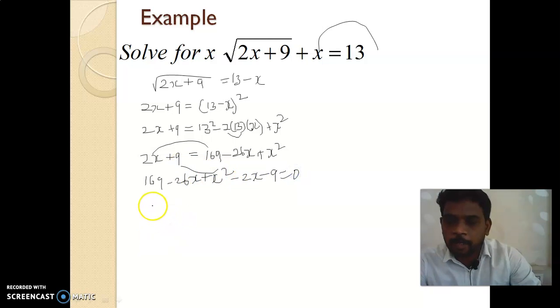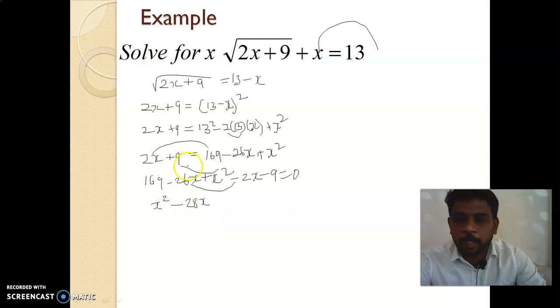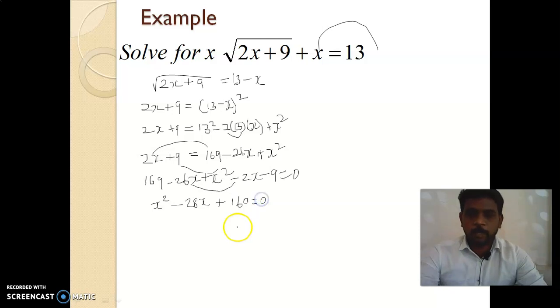Now simplify again and write it in order. So x square, then how many x's are there? Minus 26x, here minus 2x, totally minus 28x. Both are the same sign, so I added here. And here 169 and minus 9, different signs are subtracted, so plus 160 equal to 0. Now that is a quadratic equation. Now we got the quadratic equation. Next we are going to solve this quadratic equation.